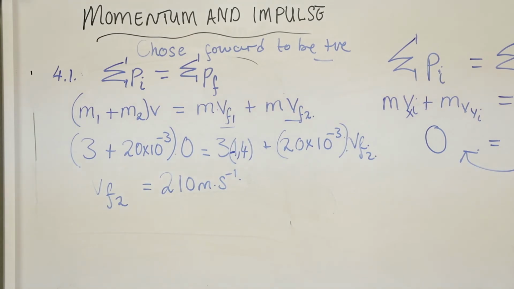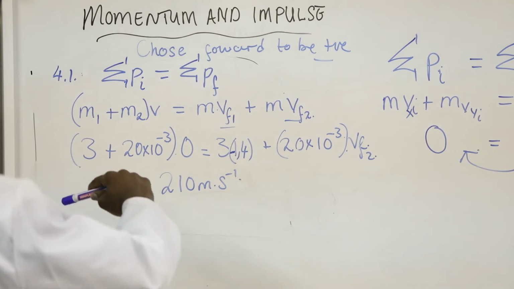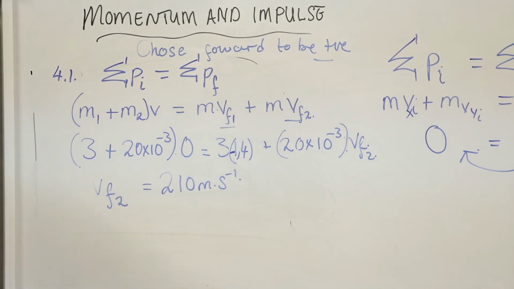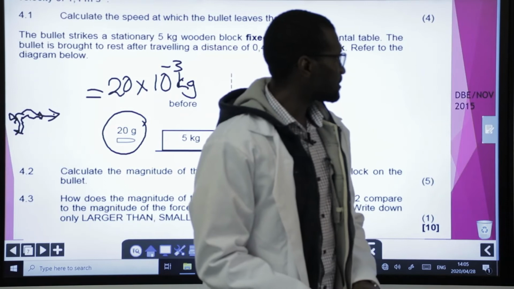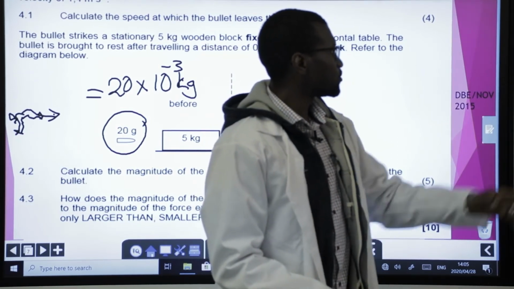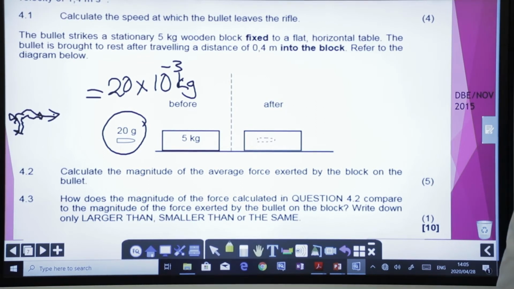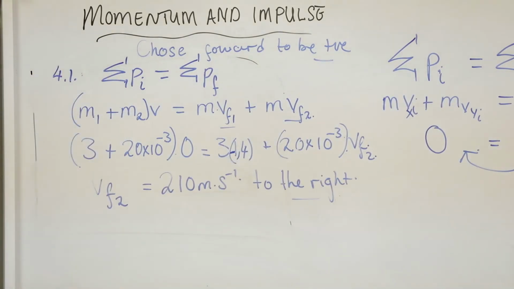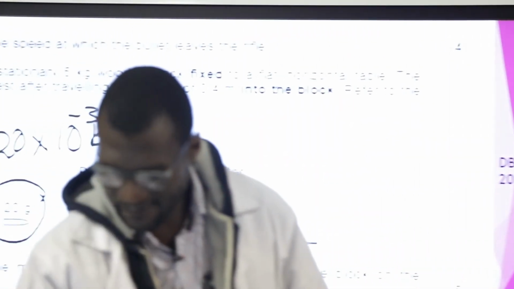Very simple. You can also choose the other direction to be positive, all right, which means that will be a positive, and so your answer here will be negative. Our final answer will be 210 meters per second to the right, okay? Or forward, or in the direction or opposite direction of the bullet. Now that's that answer for that question. Let's move on to the next part quickly.